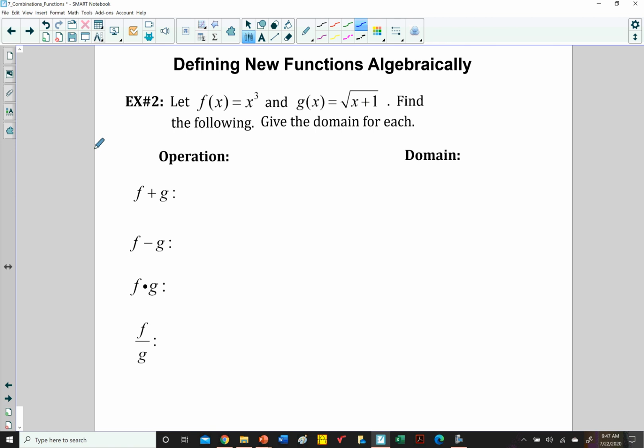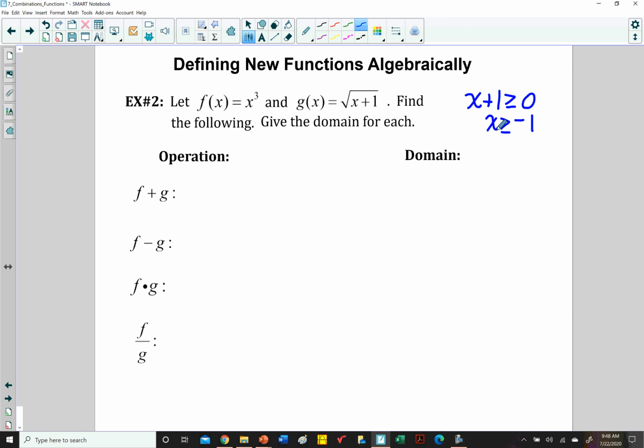That's pretty straightforward. Here we're going to algebraically define two new functions. This is pretty simple. You notice the domain on x cubed is all reals, but the domain on g only allows positive values or non-negative numbers under the square root. So we could have 0 under here, but no negative values. That means that x plus 1 has to be greater than or equal to 0. So x has to be greater than or equal to negative 1. And overlapping domains, this is all reals.